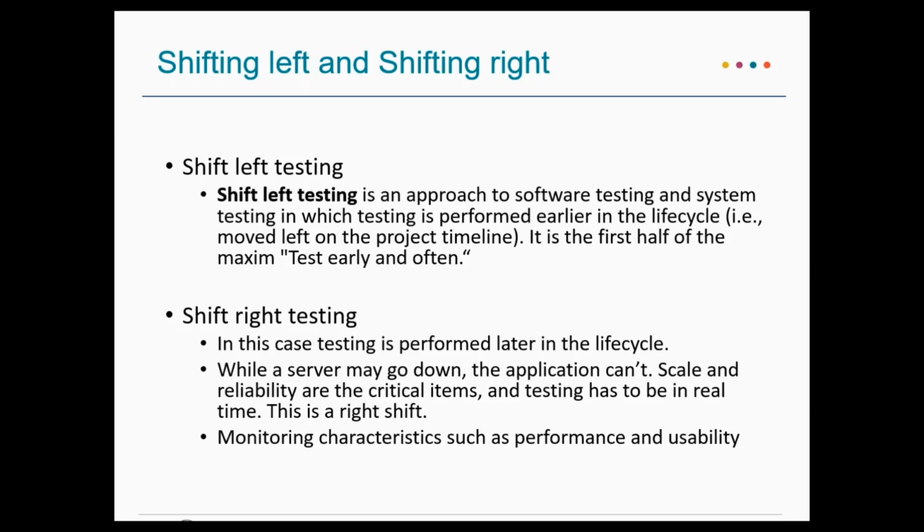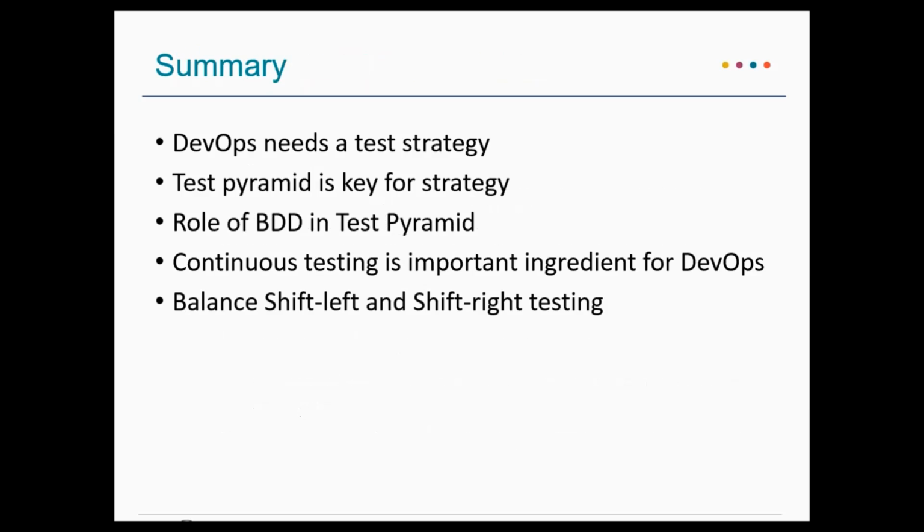If we have this right combination together, we can have continuous testing, and that is very much required if we are going in terms of DevOps. So as a summary, DevOps needs a test strategy, and that is very important. The test pyramid is key for strategy, so we can use the test pyramid, define our own test pyramid, and use it to create that strategy.